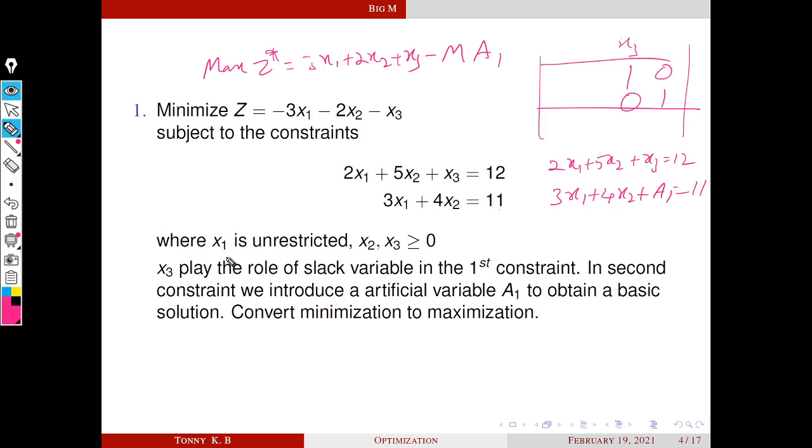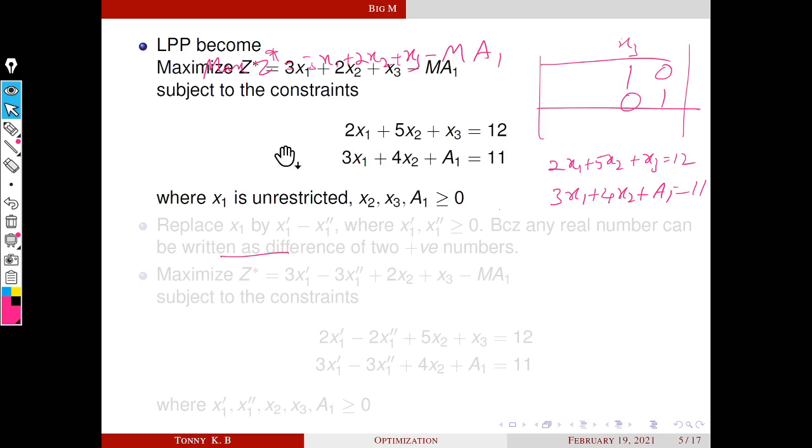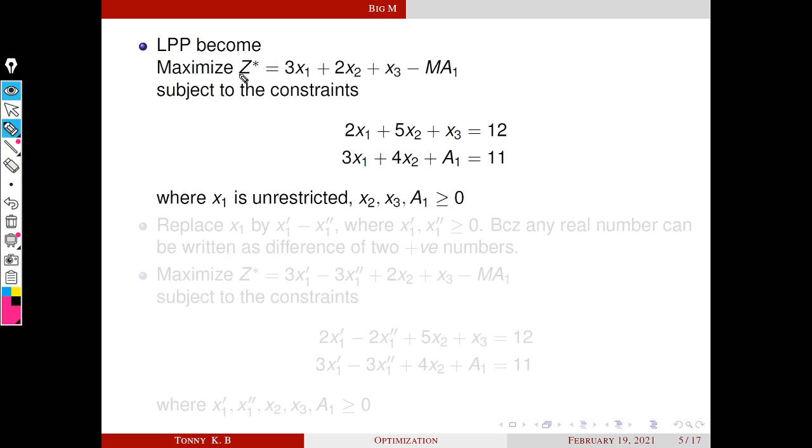Again, we have a problem. x1 is unrestricted in sign, so we have to convert x1 as a difference of two non-negative variables. Okay, so that is the next procedure. So the LPP becomes like this. Maximum z star equal to 3x1 plus 2x2 plus x3 minus M a1, subject to these two constraints.